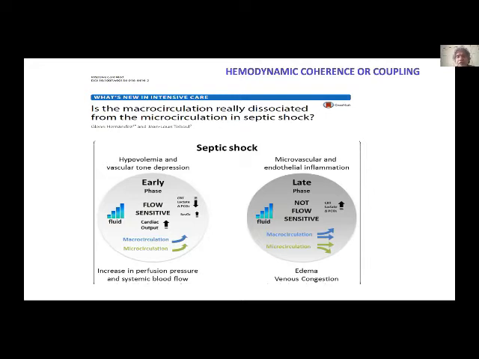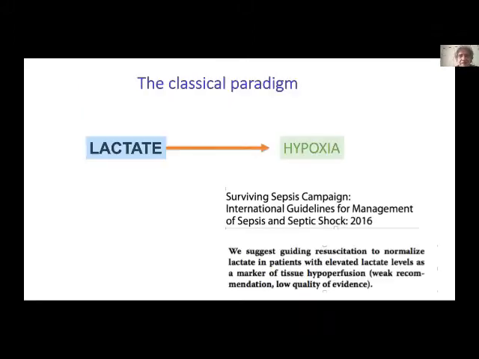In this stage, there is a loss of coherence or coupling between macro and micro, and the treatments should be quite different. If you insist on giving the therapies that are beneficial early on, maybe you could even worsen things. Having said that, but keep in mind this, let's go to perfusion-related variables.